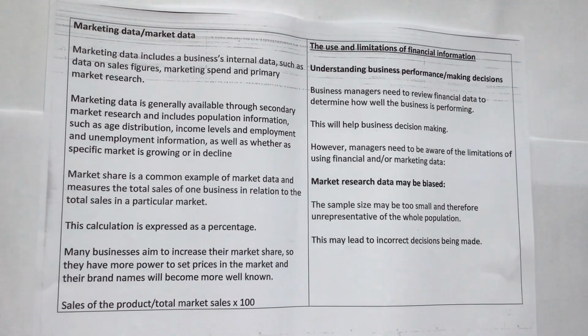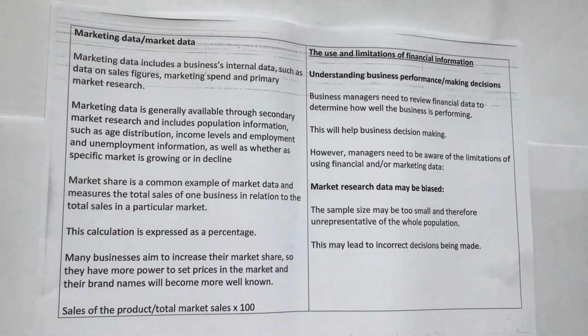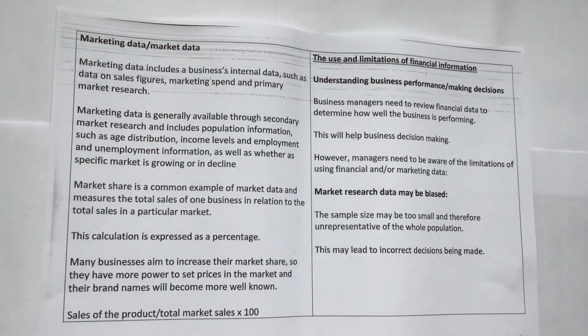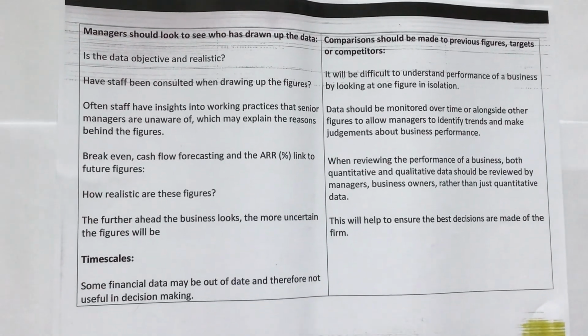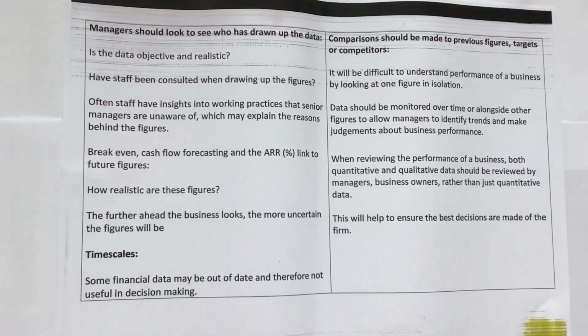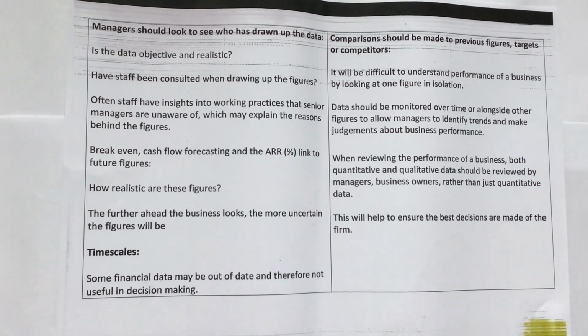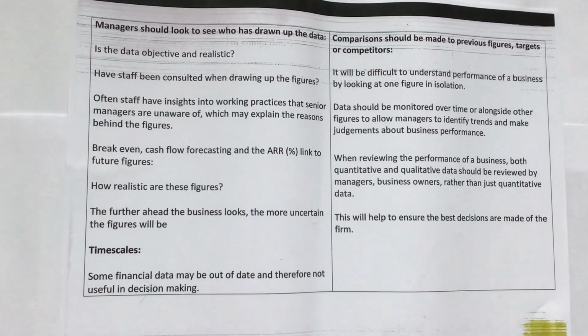Market research data may be biased. The sample size may be too small and therefore unrepresentative of the whole population. This may lead to incorrect decisions being made. Managers should look to see who has drawn up the data. Is the data objective and realistic? Have staff been consulted when drawing up the figures? Often staff have insights into working practices that senior managers are unaware of, which may explain the reasons behind the figures.